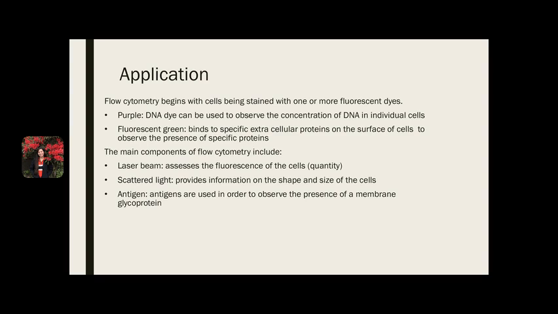Some of the main components of flow cytometry that we will look at are laser beams, which assess the fluorescence of the cells, or the quantity. This would be looking at the light intensity of the fluorescence. Then the scatter light provides information on the shape and size of the cells. We would be looking at the side scatter for this section. Antigens are used in order to observe the presence of membrane glycoprotein, so we can use different antigens in order to observe specific membrane glycoproteins.